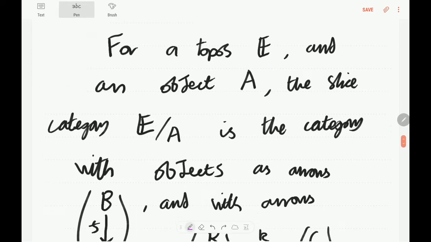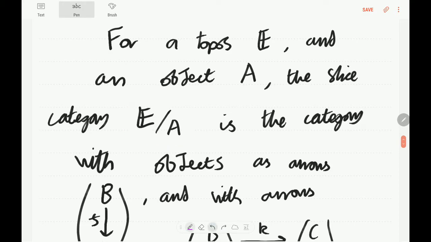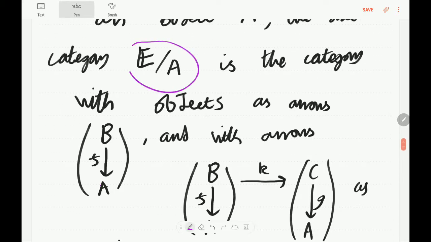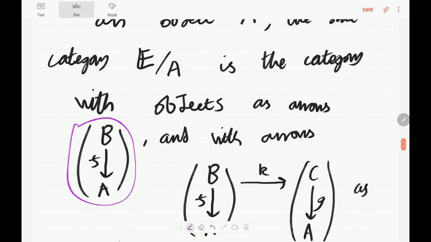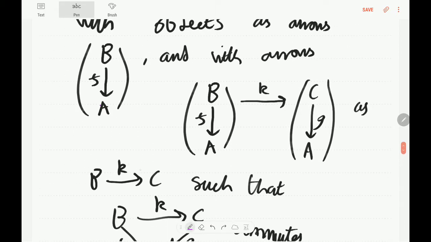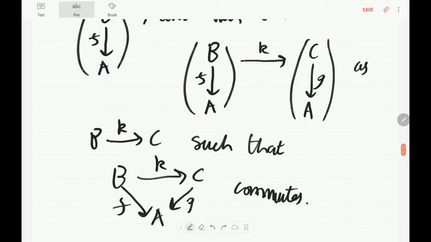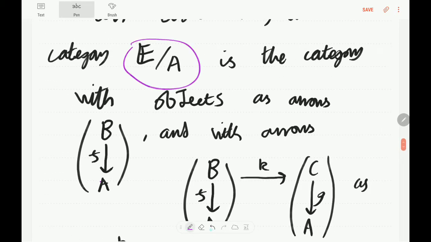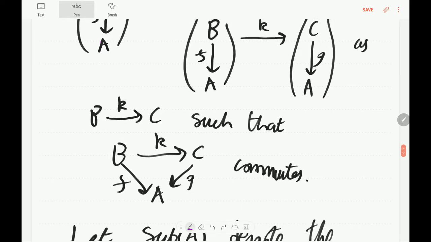So for a topos E, let E slice A be the category which has as objects arrows into A, and the arrows of E slice A are arrows like K from B to C, arrows between objects in E essentially, but such that K would be considered to be an arrow from F to G in this slice category if and only if this diagram commutes in E. So we have G after K equals F, where we can think of K corresponding to this arrow from B to C.